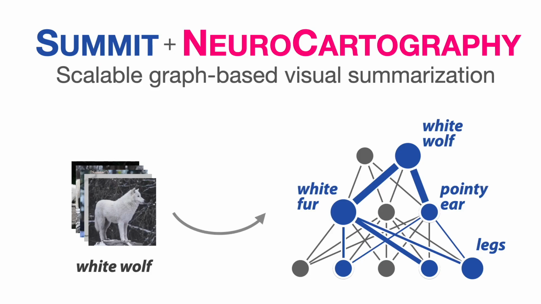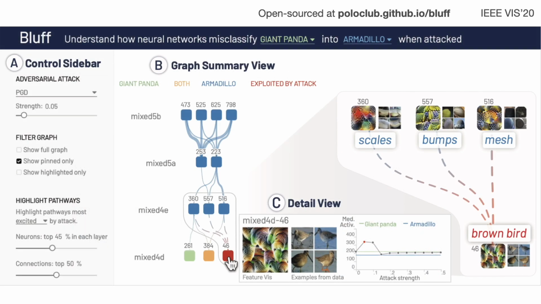So far what you've seen are the Summit and NeuroCartography systems, and the main idea is to do scalable graph-based visual summarization of what the neural network has learned. A question you may ask is, well, it's helpful for understanding when a model is working well, but what about when a model is not working well? Can Summit or NeuroCartography be helpful? The short answer is yes. That is exactly the motivation for why we developed the Bluff system. We apply the same idea as in Summit, graph-based summarization, but here we focus on understanding what is happening when the model is not working well.